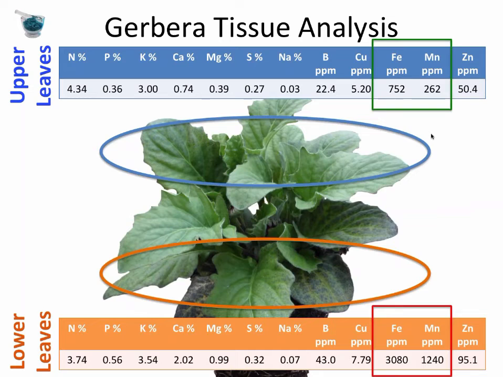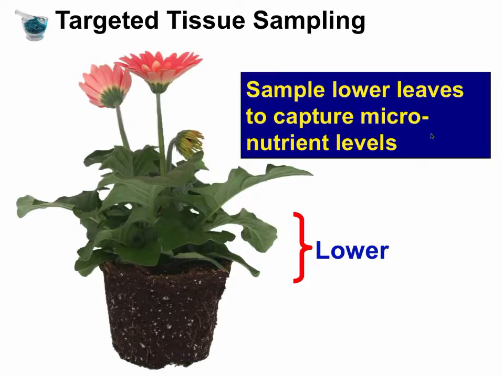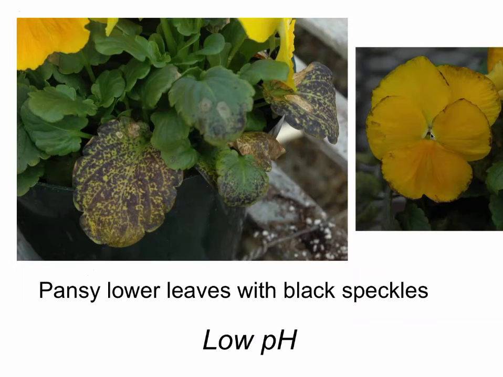So that's the point here, taking that second tissue analysis sample, to sample those lower leaves, and then you know what's happening and you can confirm what's occurring with lower leaf pH-induced problems. Here's some other plants, lower leaf black speckling caused by low pH. And also look, you're seeing the accumulation of iron and manganese, the same speckling starting to happen on the flower. Most unusual, this crop was grown very cold and long-term, and that's where we were seeing the problems occur.